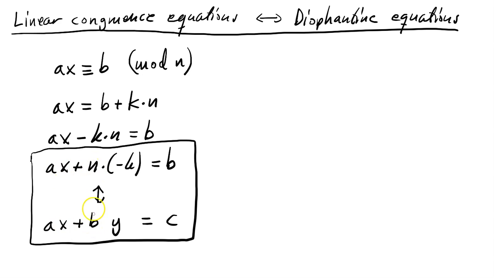Here is another constant multiplying another unknown. If we consider this unknown, minus k, we could just call it y, for example. So this corresponds to y, and this corresponds to the constant on the other side here. So if you just identify it straight over, you will see that a linear congruence equation corresponds to a Diophantine equation in this way. So instead of solving linear congruence equations, we could just as well solve Diophantine equations.